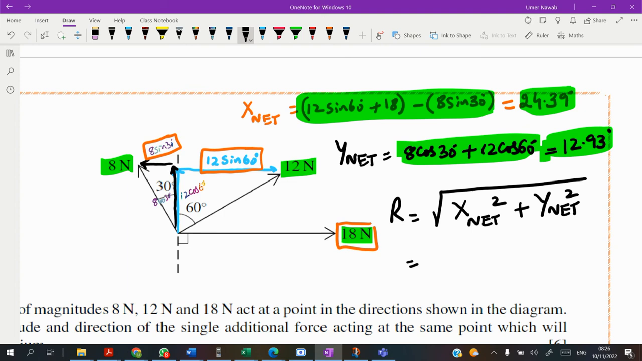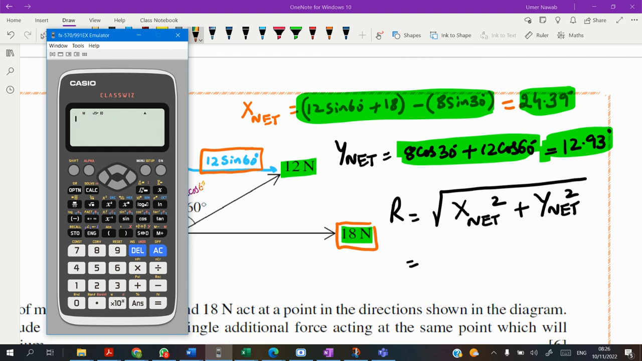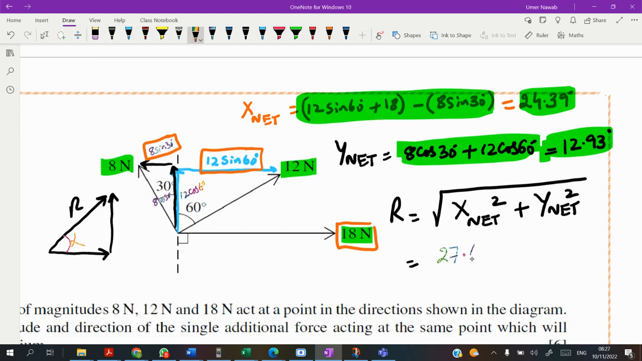Both x and y are positive. It means x net is right, y net is up. So my resultant direction will be somewhere here. I need to know this angle first. Let me try to get the magnitude. Square root of 24.39 squared plus 12.93 squared, and I got my answer 27.6. So a 27.6 Newton force is acting.